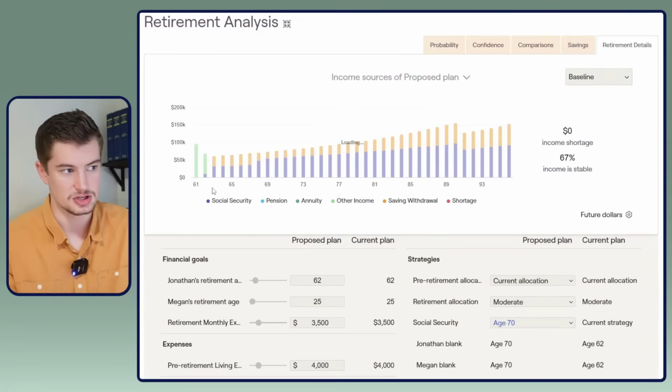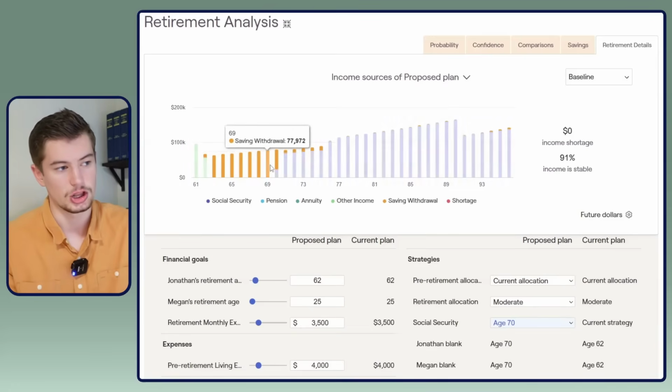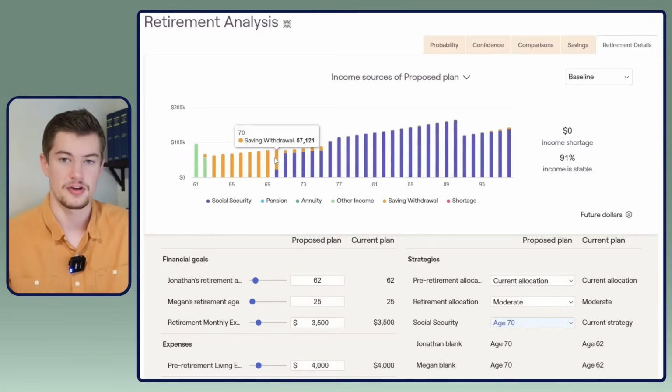You'll see those beginning years, you don't have much blue, you don't have any blue, it's all yellow. This means all of this money up until age 70, he's having to pull it from his retirement portfolio. That means, depending on how much money anyone has, that if the market were to take a larger downturn, this could have a much bigger impact on the probability of them having a successful retirement.